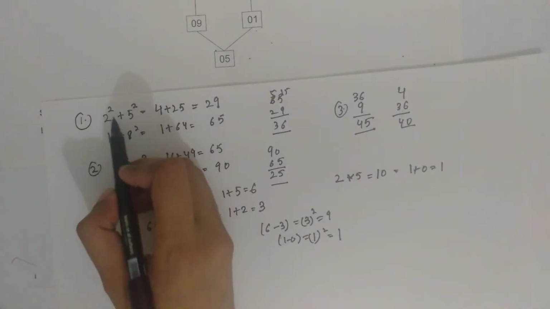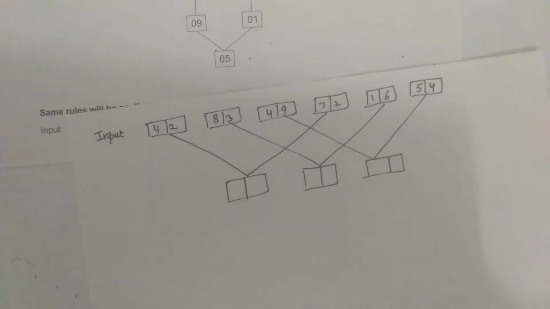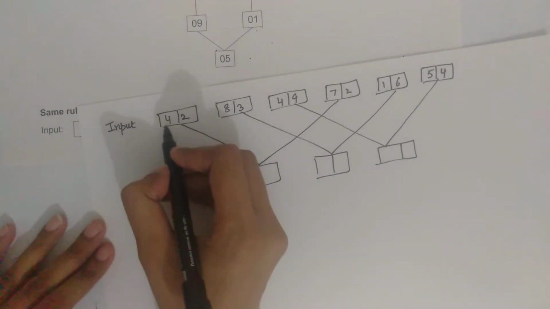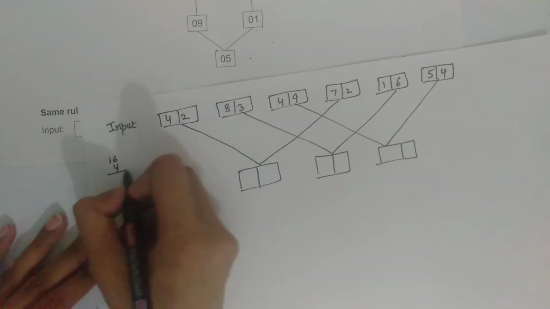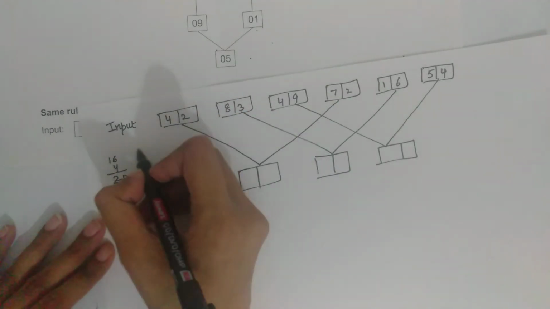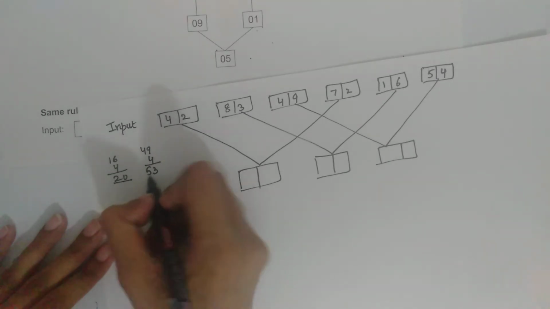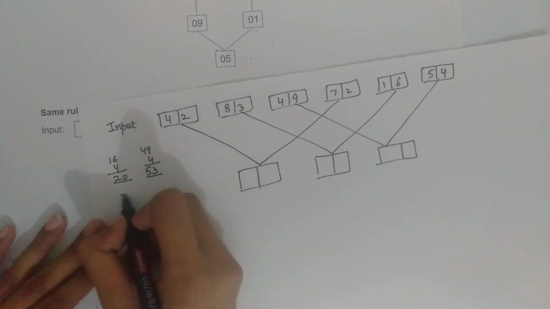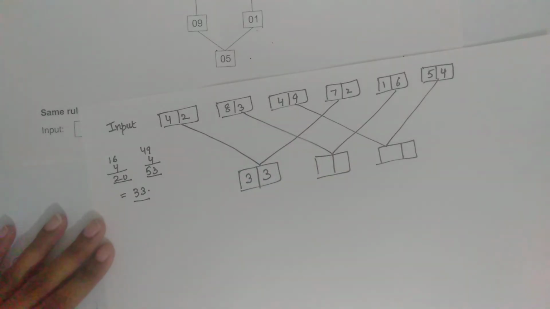Now see what we have done in step 1, squaring the numbers and then subtracting the result. Apply the same logic here. 4 square is 16, 2 square is 4. You will get 20. 7 square is 49, 2 square is 4. You will get 53. Now subtract 20 from 53, you will get 33. So here comes the number 33.